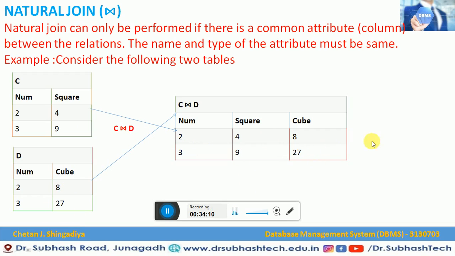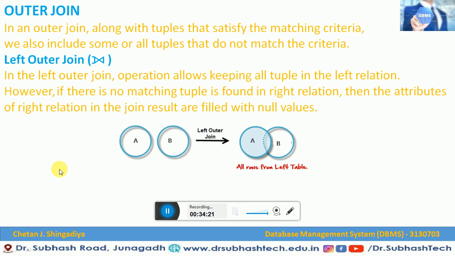So this is how this natural join will be executed in relational algebra. This is a simple understanding of relational algebra with an example. Now let us discuss other join operations, that is, the outer join.